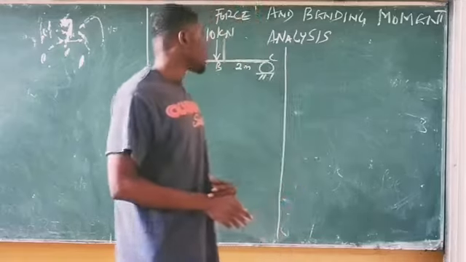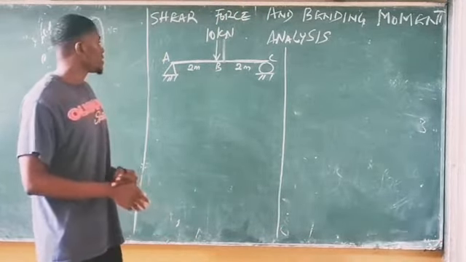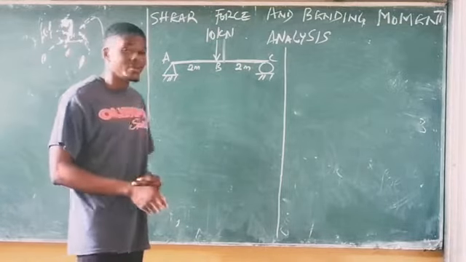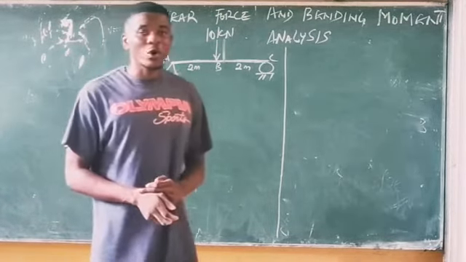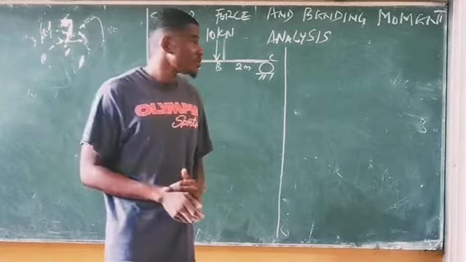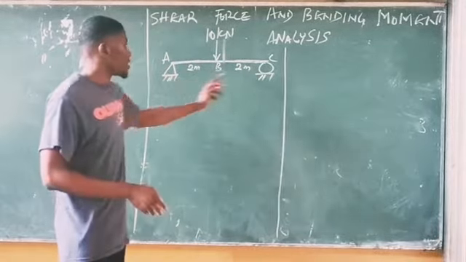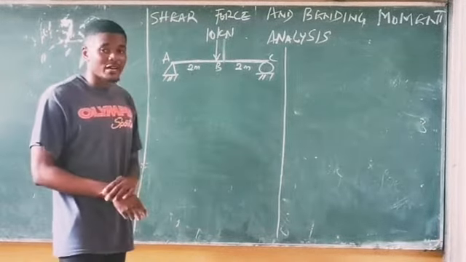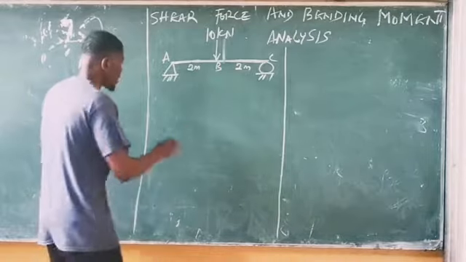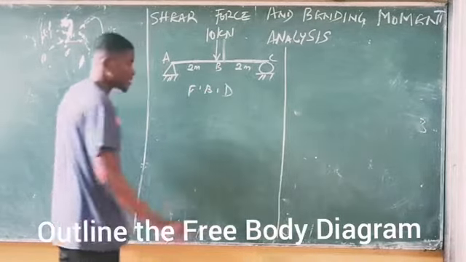Now we have a question on the board, and the question says we should find the reactions at point A and point C, and also do the shear force and bending moment analysis. Alright, so the first thing we do is to obtain the reactions at point A and point C before carrying out the analysis. So as always, the free body diagram.